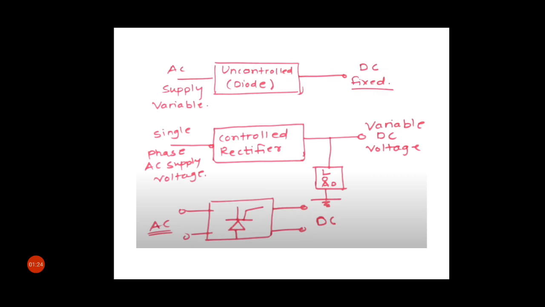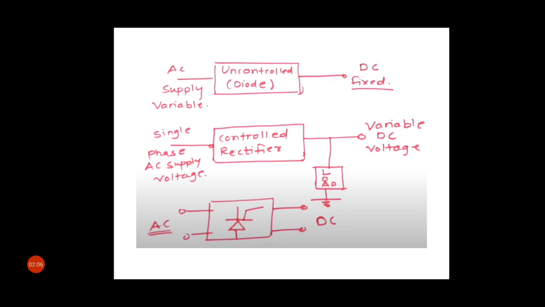So that means if you have AC supply and you use an uncontrolled device, we know the uncontrolled device is diode. This device converts your AC into DC form, and that DC is a fixed DC form. That means an AC supply is converted into fixed DC voltage by using an uncontrolled device. Uncontrolled device is our diode.